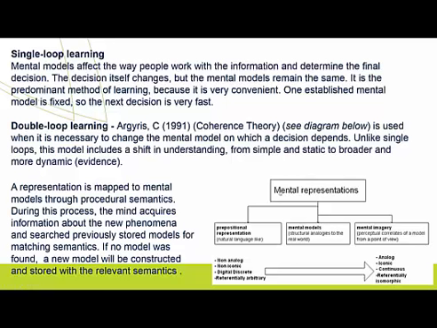Now, I've got a diagram down here below, and I'll talk about that in a second, but it's used when necessary to change a mental model on which a decision depends. Unlike the single loops, this model includes a shift in understanding from something simple and static to something broader, more dynamic, and possibly more interrelated. So we can see here a mental representation. It's got 3 stages. The pre-verbal stage, the prepositional representation.